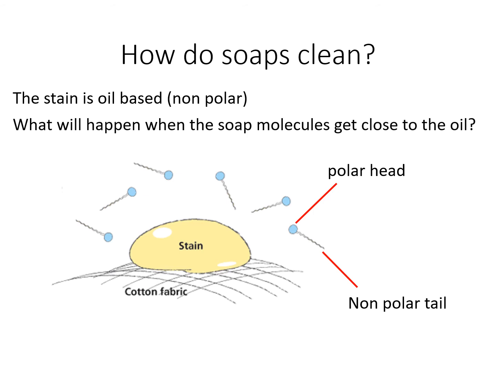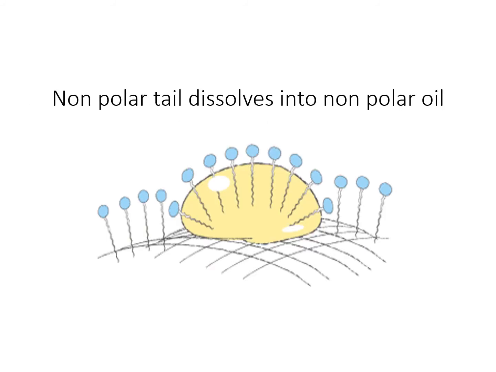What do you think is going to happen when that soap molecule, which, it should be made clear, is suspended in water, gets close to the oil? So pause and have a think about what might happen. So what does happen is that the non-polar section, the covalent tail, the hydrophobic section of that soap molecule, dissolves in the non-polar oil. We can refer to this as like dissolves like.